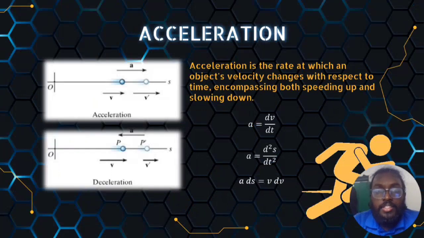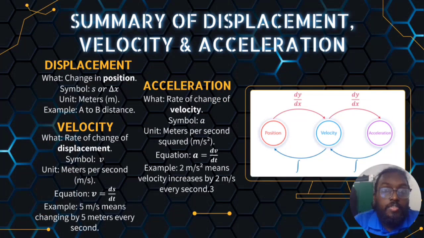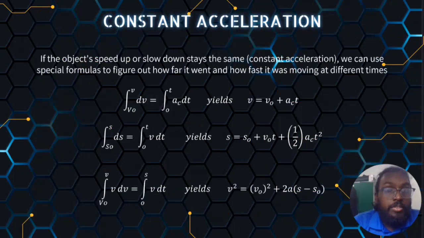Acceleration is the rate at which an object's velocity changes with respect to time. We can get acceleration by differentiating velocity once and position twice. Here is the summary of displacement, velocity, and acceleration. To put it in a nutshell, we can get velocity by differentiating position once, and we can get acceleration by differentiating velocity, and integrating them to get the otherwise. To calculate constant acceleration, these are three important formulas.